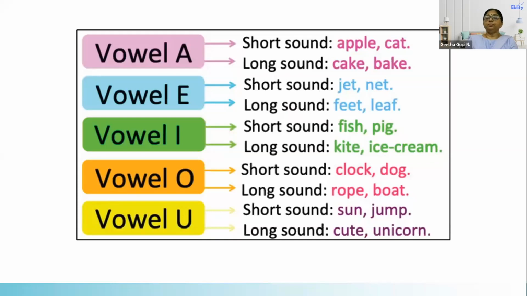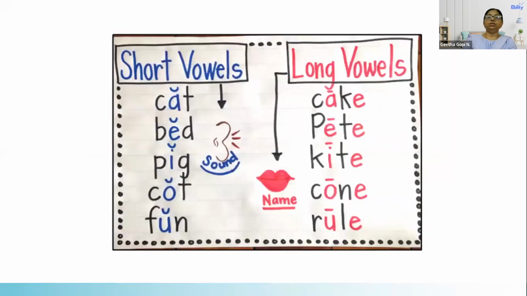Vowel U, again, the short sound is uh, as in umbrella, so sun, jump, run, bug, and so on. And the long sound is just like, say the name of the letter. So U, cute, uniform, unicorn, and so on. So this is the difference between the short and the long vowel sounds, and these have to be taught to children when you're giving reading interventions.